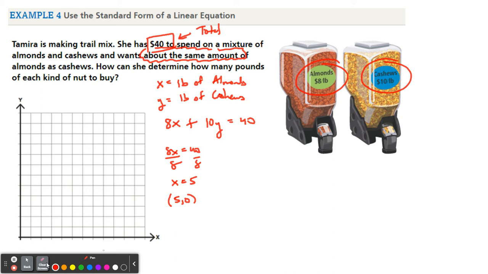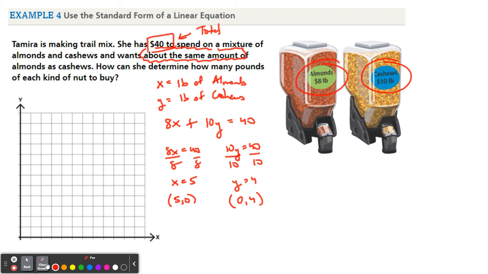Let's do the same thing over here. Let's cover up the x. So 10y equals 40. This is going to give us our y-intercept. Let's divide by 10, and y equals 4. So this is our y-intercept of (0, 4).